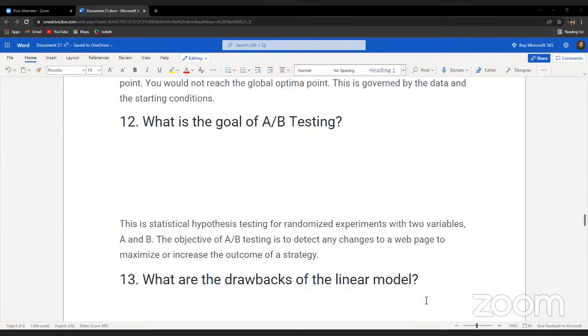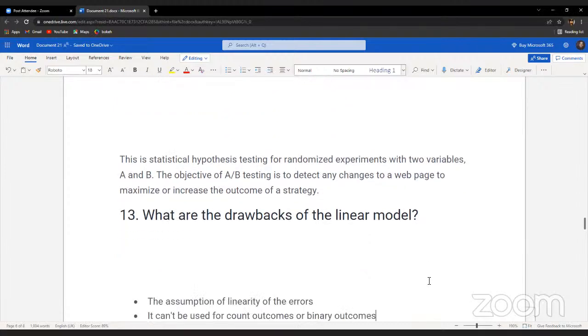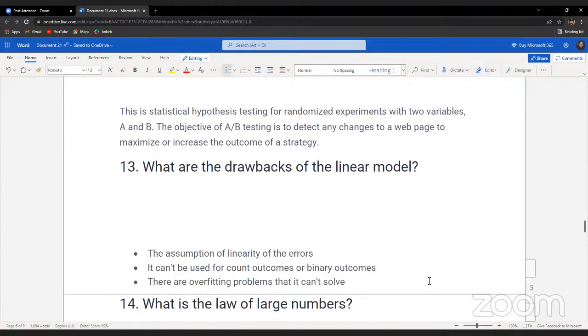As we look into the drawbacks of linear models: the assumption of linearity of the error, it can't be used for count outcomes or binary outcomes, and there are overfitting problems which can't be solved. These are a few drawbacks of the linear model.